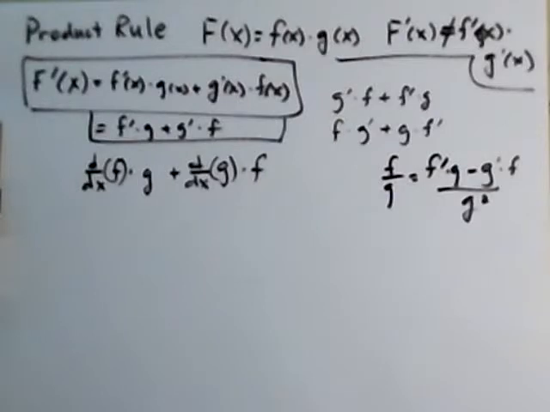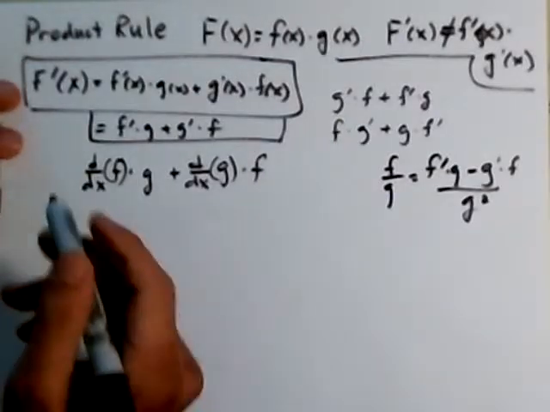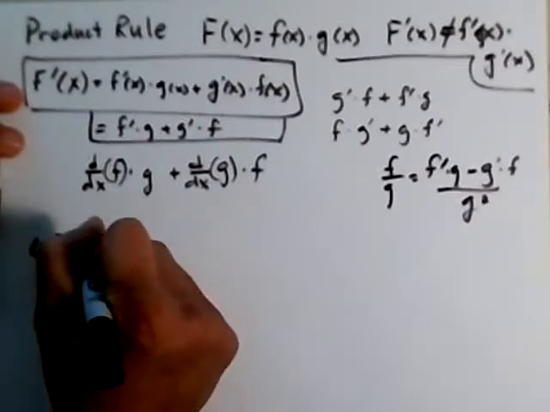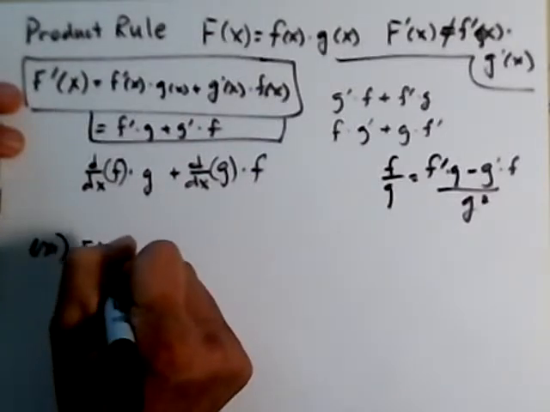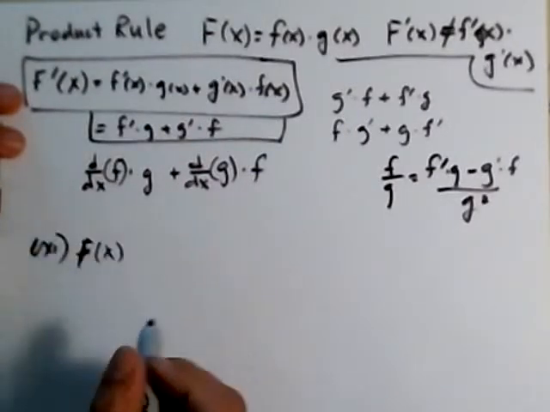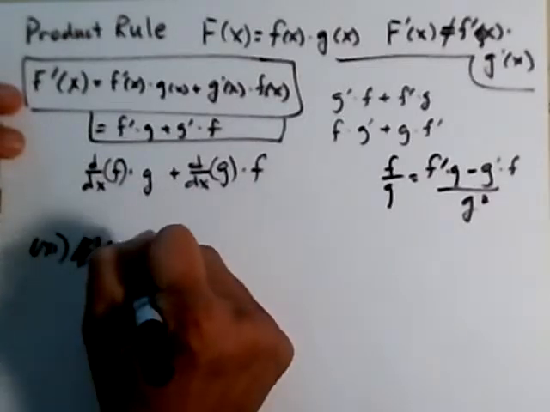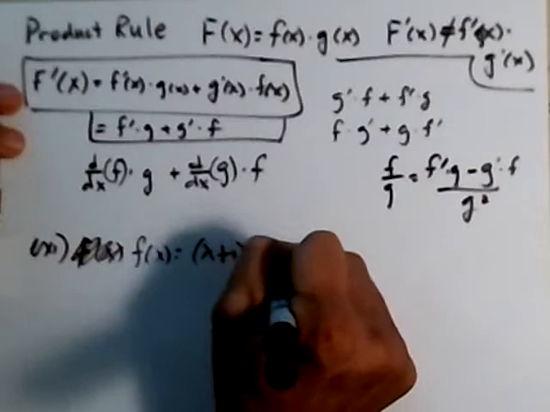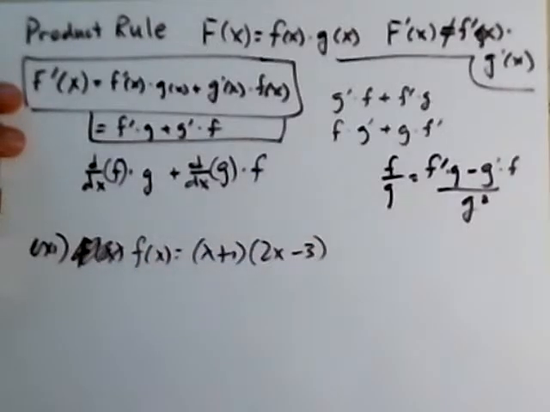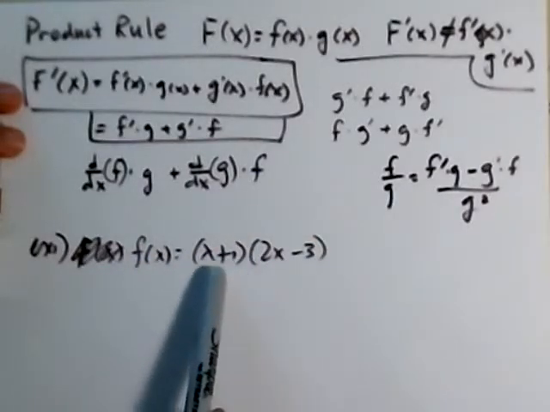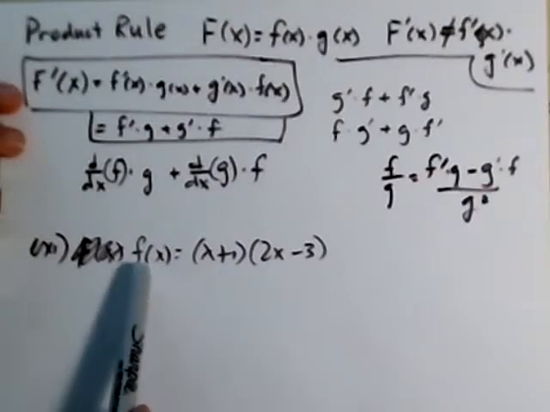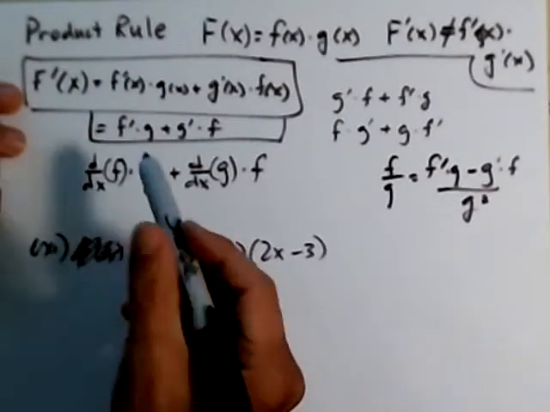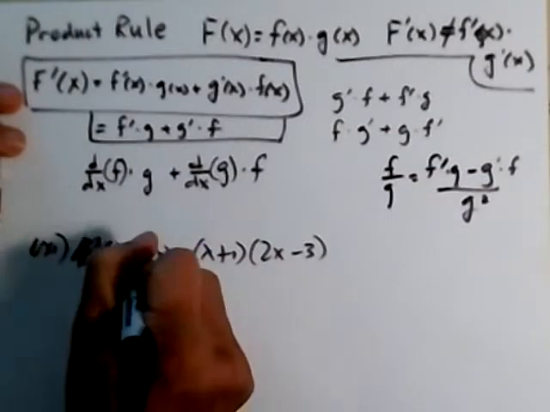Okay, so let's start some examples. Example number 1, a real simple example. Let's suppose little f of x is equal to x plus 1 times 2x minus 3. There's a real simple function: x plus 1, 2x minus 3. They have little f right there. Since I already have little f, I'm going to rename this big F. That's all you have to do.